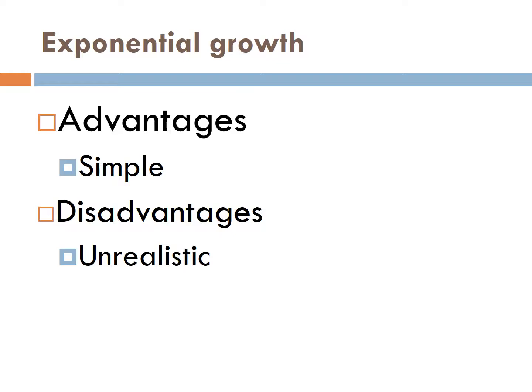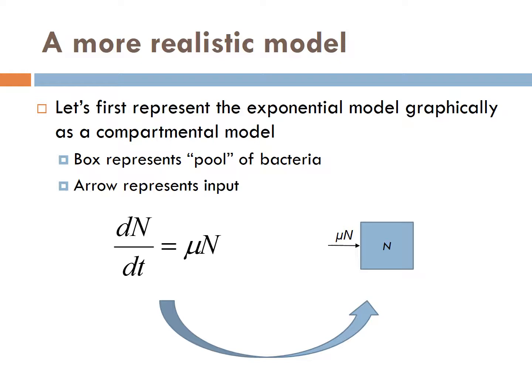One famous quote is that anyone who believes that exponential growth can go on forever in a finite world is either a madman or an economist. To make a more realistic model, we'll begin with the exponential model, but elaborate upon it. We'll first represent the exponential model graphically as a compartmental model.